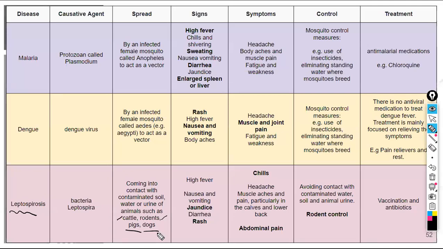Leptospirosis. Okay, so I don't have too much to explain on this table here. I'm sorry about this, guys, but you're going to have to take down this table and learn it off by heart. If you see anything in the table that you're not too sure about, just let me know in the chat and I'll try my best to explain it.